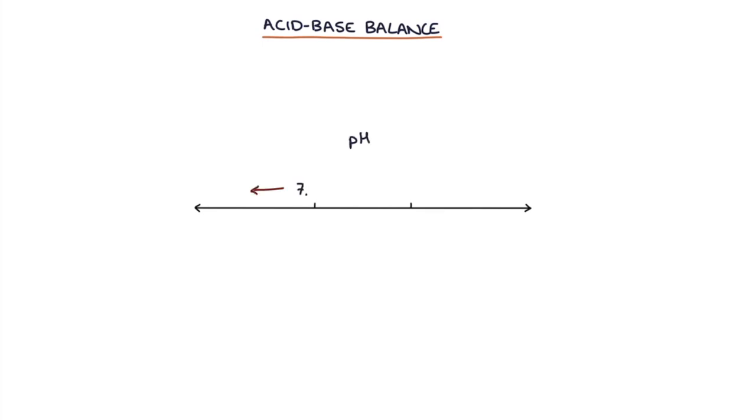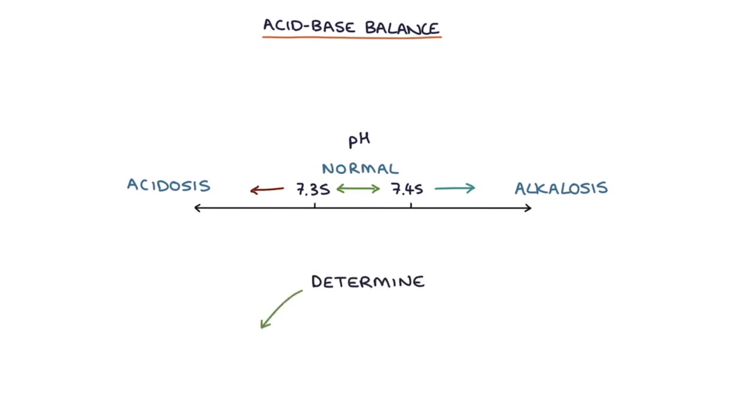Let's talk about acid-base balance. The next step when you're analysing an ABG is to check the acid-base balance. If the pH is under 7.35, this indicates acidosis. If the pH is between 7.35 and 7.45, this is normal, and if the pH is above 7.45, this indicates alkalosis. Once you identify an acidosis or an alkalosis, you need to determine whether the cause is respiratory or metabolic.